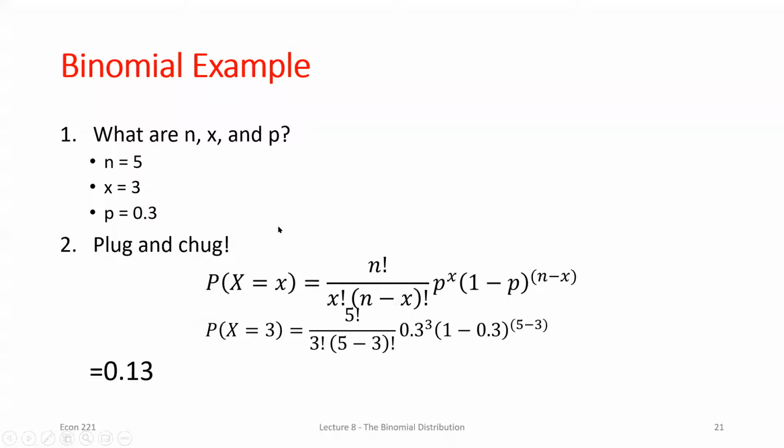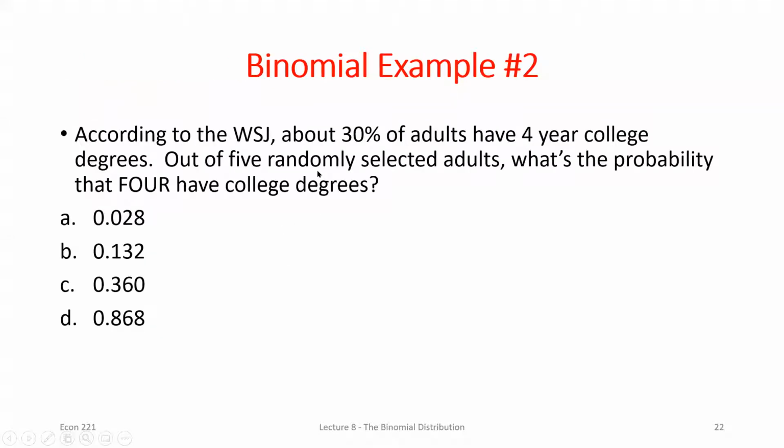But let's make the number a little easier to think about, and then we'll come back to this example. Let's say our number of trials, the number of people we ask, instead of 5, was 10. If the probability that any one person has a degree is 0.3, on average, if we asked 10 random people, how many would have a college degree out of those 10?